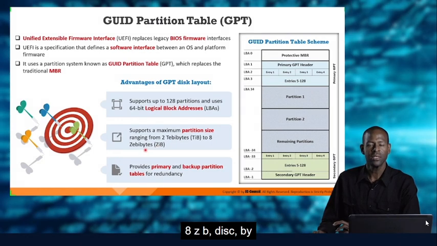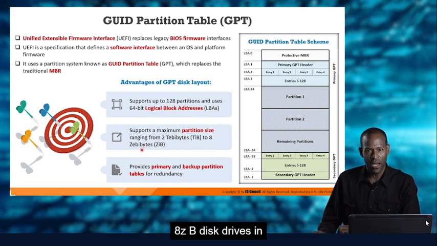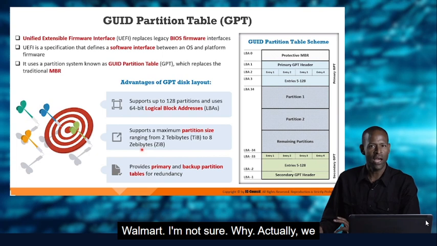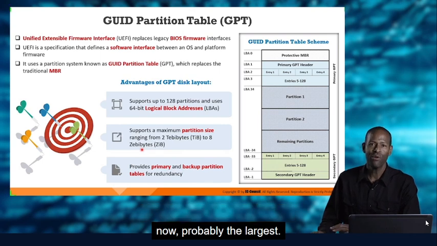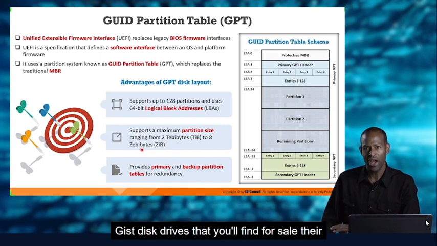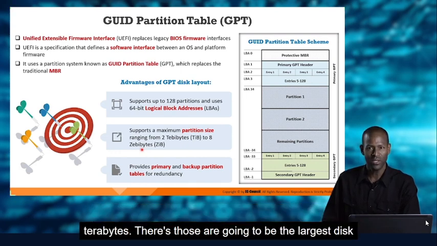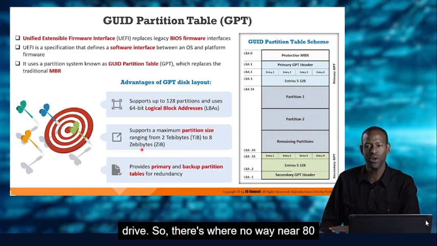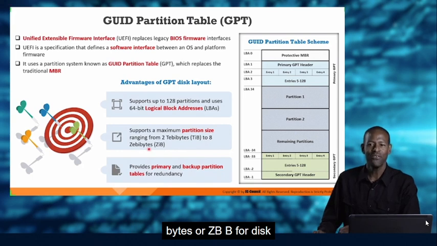What we're saying is, if I have a 2 terabyte disk, up to an 8 zettabyte disk. By the way, I have not been able to find any 8 zettabyte disk drives in Walmart. I'm not sure why. If you look online right now, probably the largest disk drives that you'll find for sale are rotational drives, and they're going to be around 20 terabytes. Those are the largest disk drives.